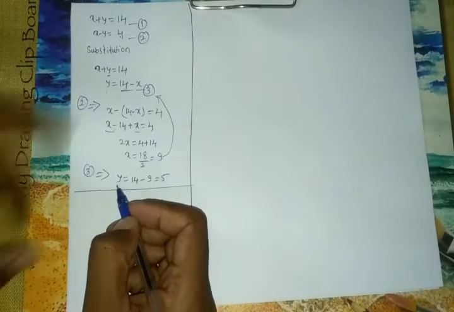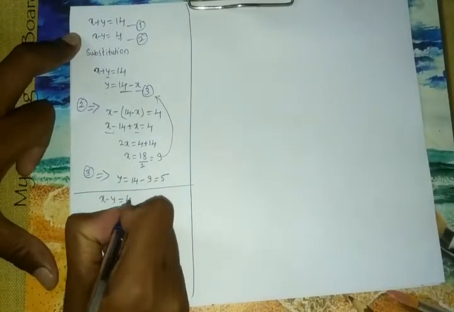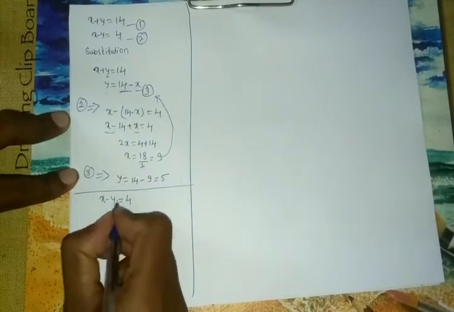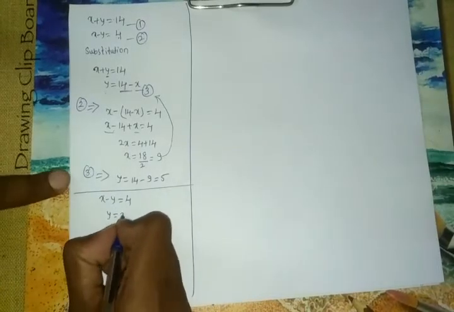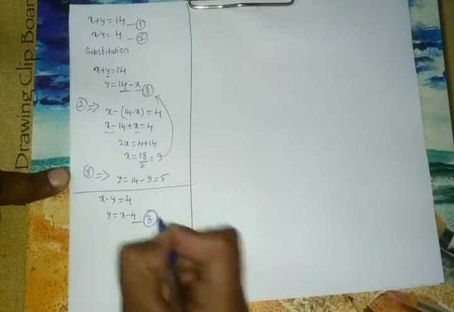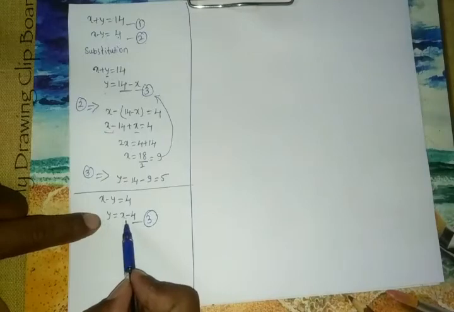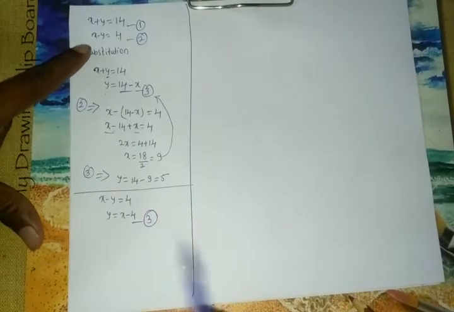If I consider equation 2 first, so x minus y equals 4. So y, if you send it to the RHS, it will be plus. So y equals x minus 4. This will become my equation number 3. Now you need to substitute this y equals x minus 4 in equation 1, not in equation number 2.